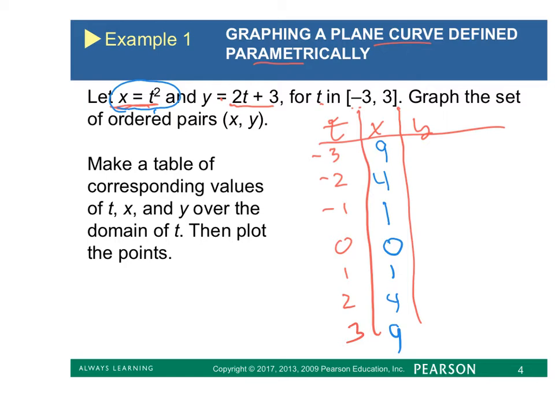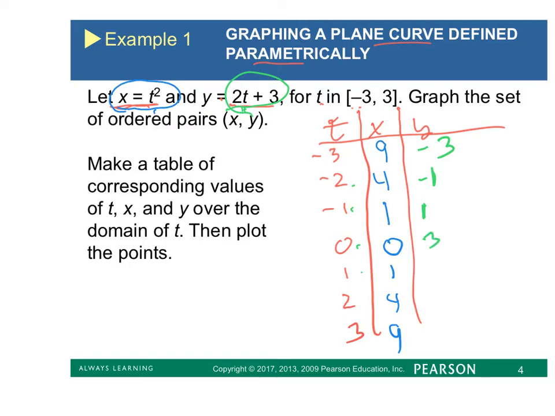Now the y values are coming from taking 2 times the t and adding 3. So 2 times -3 is -6. Add 3, -3. 2 times -2 is -4. Add 3, -1. 2 times -1 is -2. -2 added to 3 is 1. 2 times 0 is 0. Add 3 is 3.